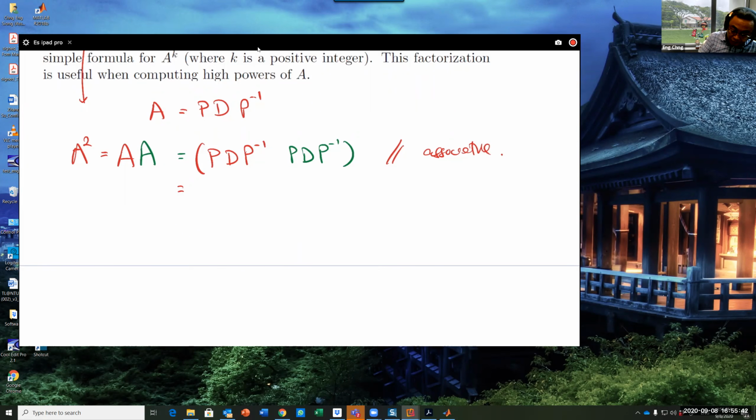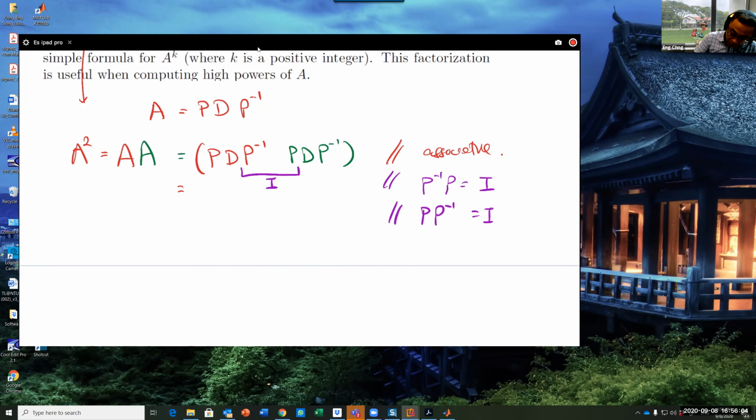And then what do we do? Wow, we see that we have this nice matrix P minus 1 times P. So remember P minus 1 times P is I, the identity, because P minus 1 is the inverse of P. And whether we have P times P minus 1, we still have the identity. Okay, so this guy reduced to identity.